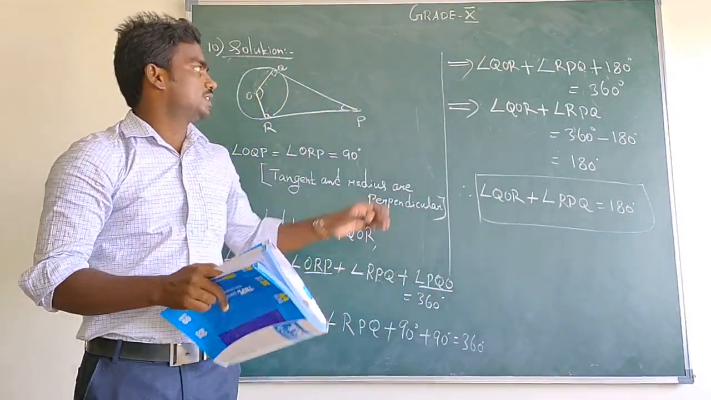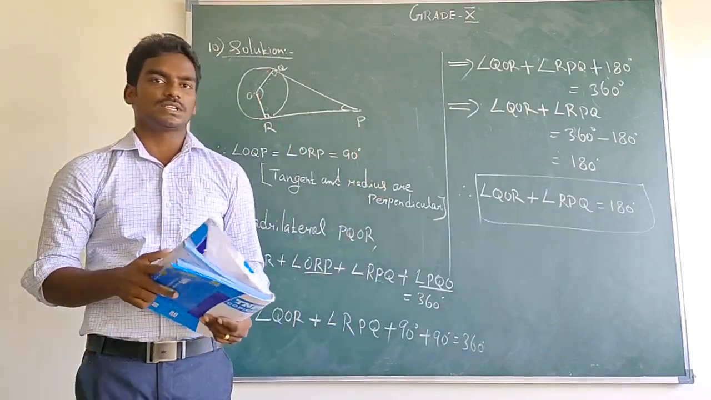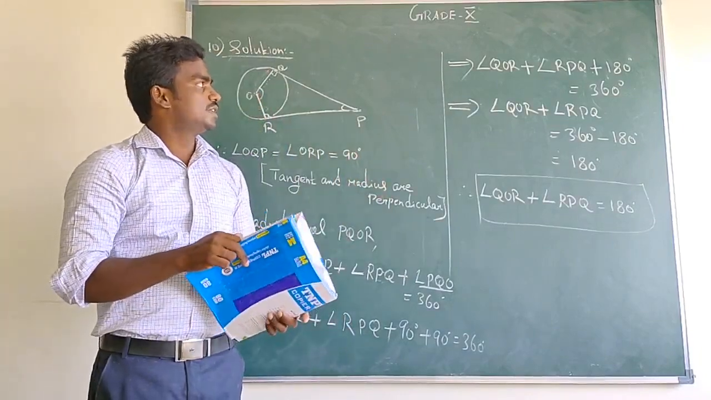So I hope you understood this. What is the tangent and the secant of the circles? Next class we will discuss the remaining sums.